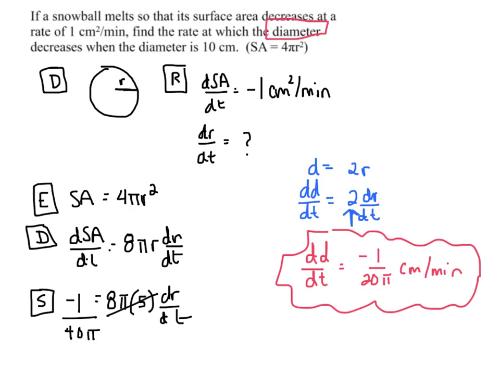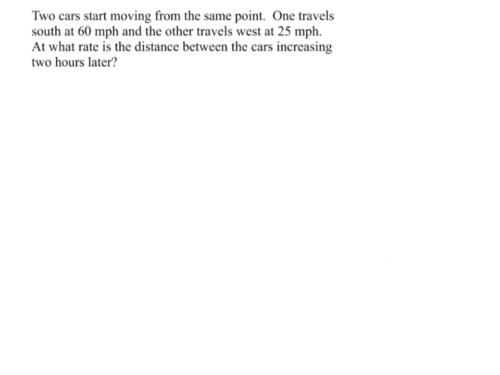Okay? Next. Two cars start moving from the same point. One travels south at 60 miles per hour. The other travels west at 25. Okay, so let me draw my picture right here. We got west, south. We're looking for the distance at which they travel changes. Okay. So here's my picture.